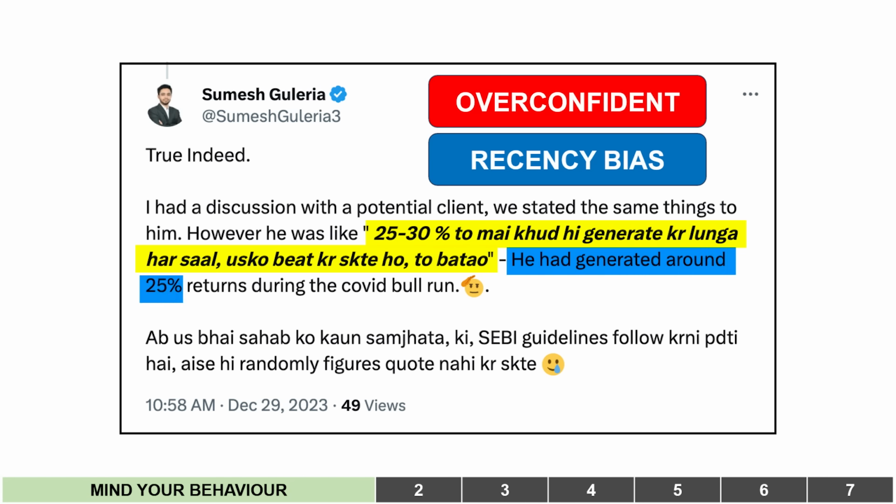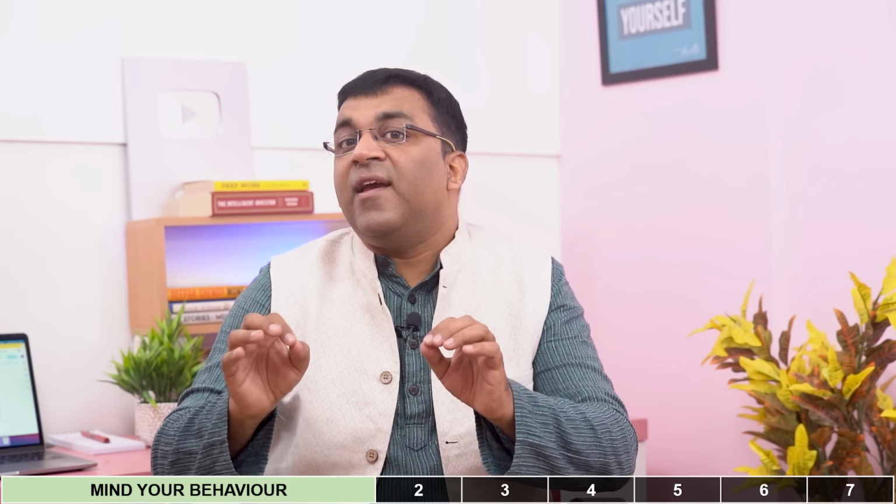And secondly, there's obviously a recency bias, because while the client remembers the last 3 years where he made 30%, he seems to have forgotten the previous 2 years, 2018 and 19, where he might have struggled to make even 10% returns. So not recognizing one's bias adds complexity to investing, and to simplify things, here are 3 highly effective strategies that everyone should employ.